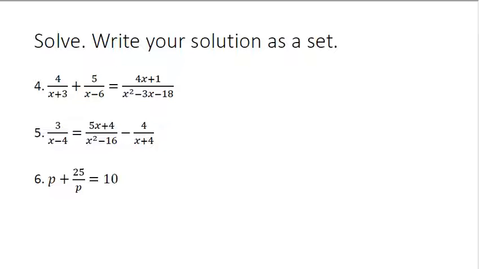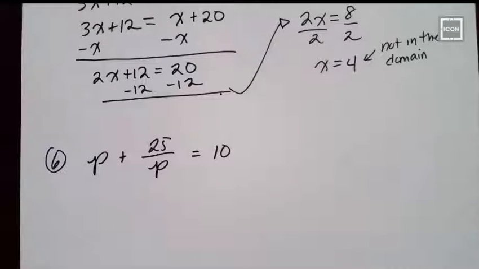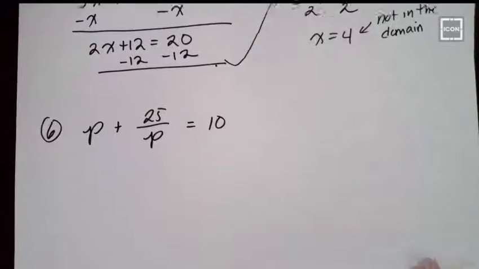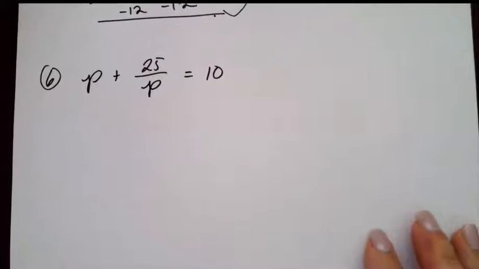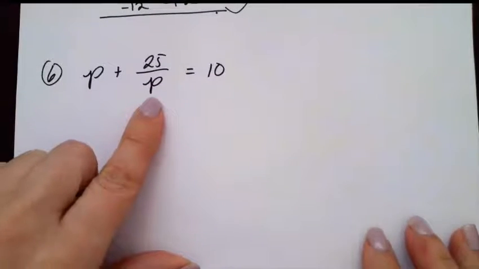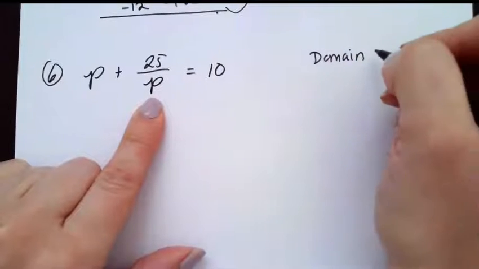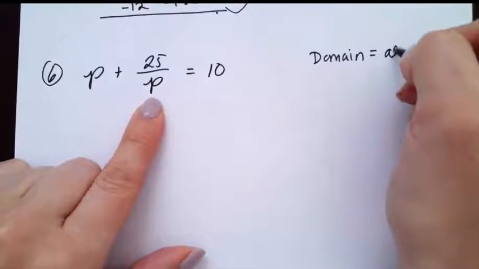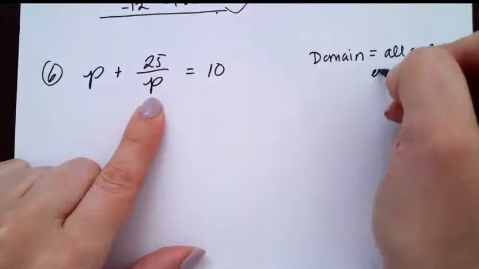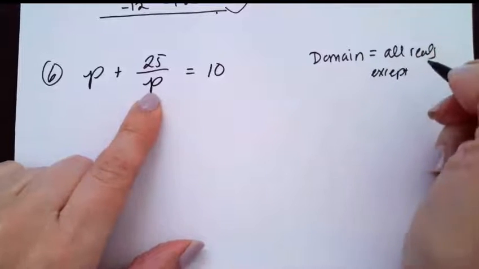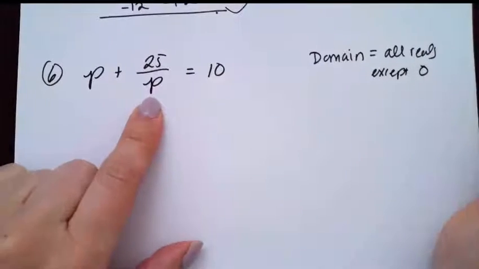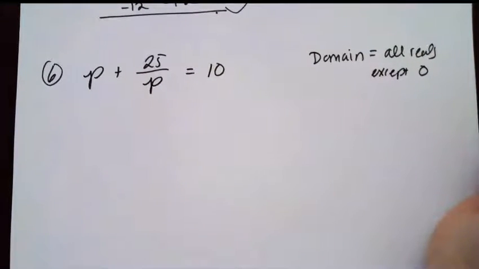All right, and we have one more example in this series, number 6. It looks a little bit nicer than the ones that we've been doing. Let's take a look at this one here. Again, we only have one denominator, one term in that denominator, which is p. So our domain is pretty straightforward, and so is our LCD. Our domain is all reals except the value that makes this denominator 0, which is 0. So we can get any other solution, which is not 0.